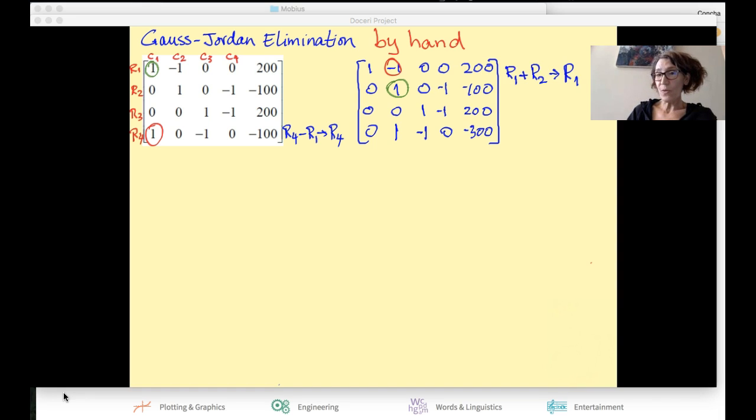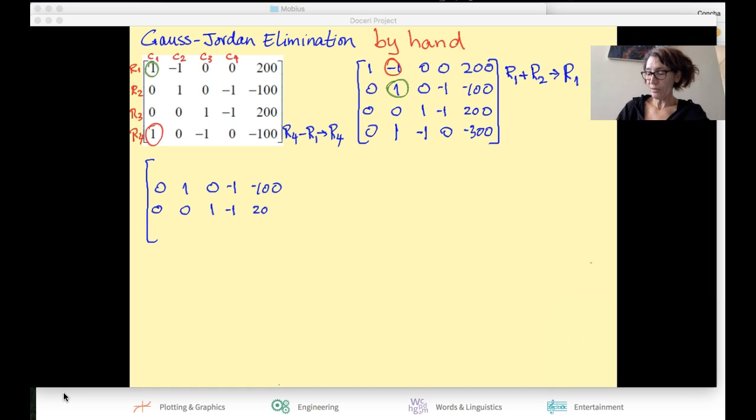So row 1 plus row 2 is going to be our new row 1. I'm going to recopy the rest of the matrix, and now I'm just going to change row 1.